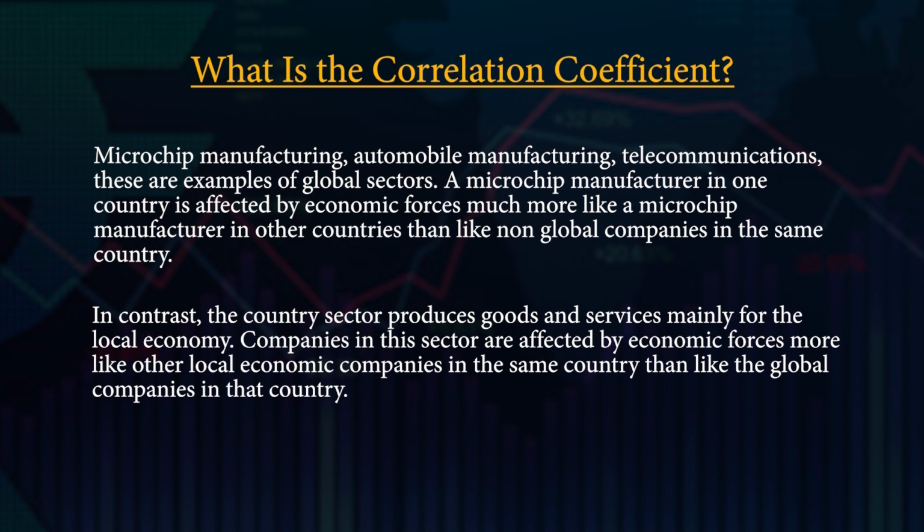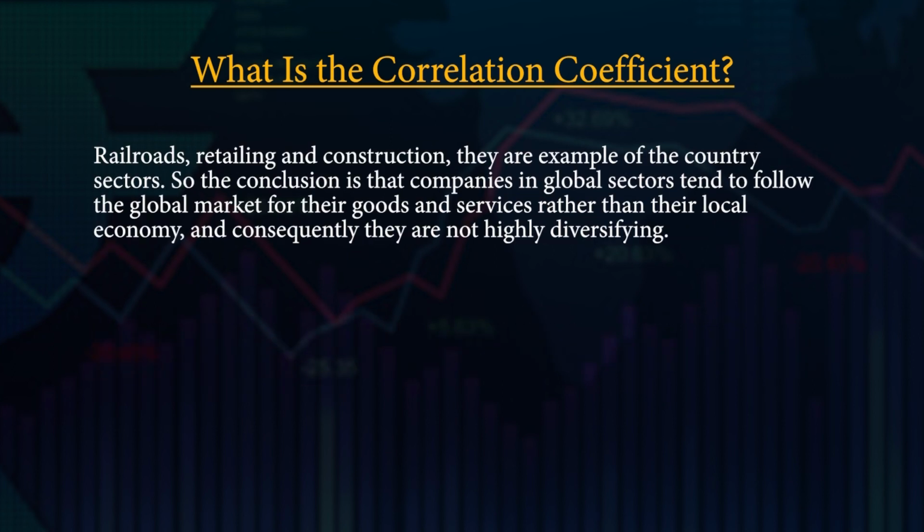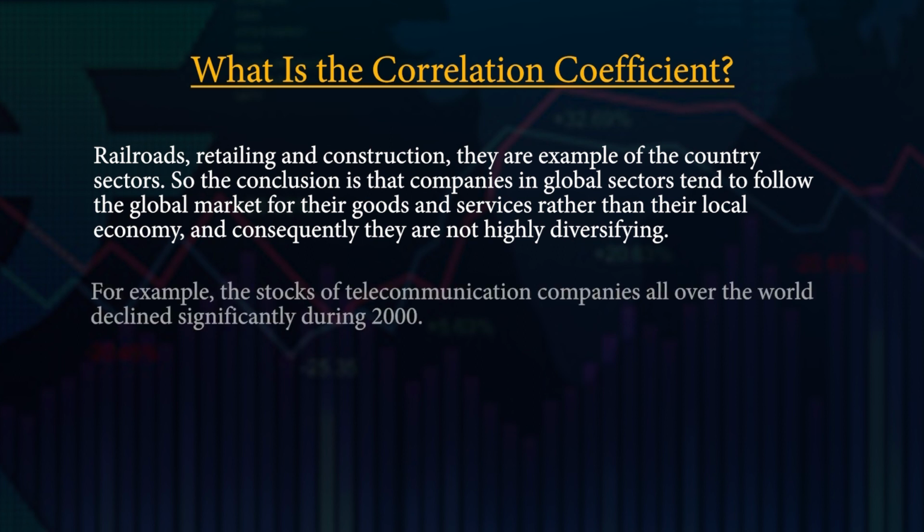In contrast, the country sector produces goods and services mainly for the local economy. Companies in this sector are affected by economic forces more like other local companies in the same country than like the global companies in that country. Railroads, retailing, and construction are examples of the country sectors. So the conclusion is that companies in global sectors tend to follow the global market for their goods and services rather than their local economy, and consequently they are not highly diversifying. For example, the stocks of telecommunication companies all over the world declined significantly during 2000.